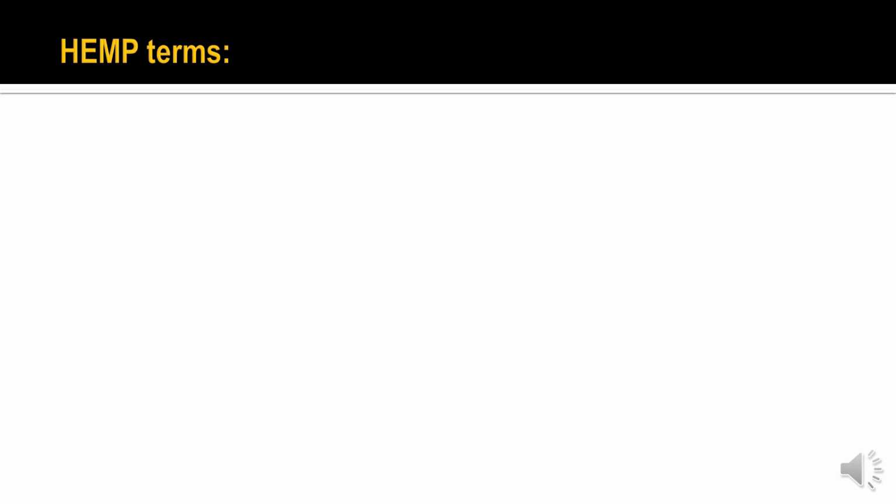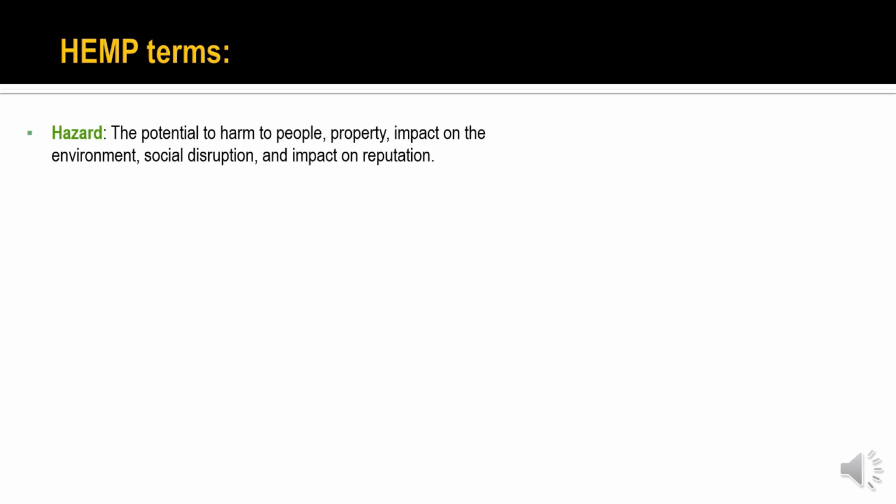And before we start, we have to agree and understand the HEMP terms. There are specific words with specific meanings that we use during the HEMP process. Hazard. Remember, every time someone says hazard, hazard is the potential to cause harm. To whom? People, property, impact on the environment, social disruptions, and impact on the reputation. So remember always, hazard is the potential to cause harm. You will understand this better in a little while.